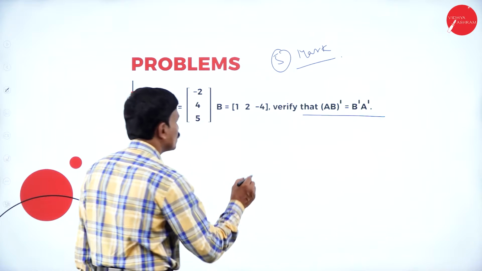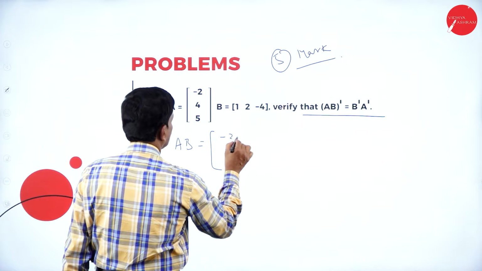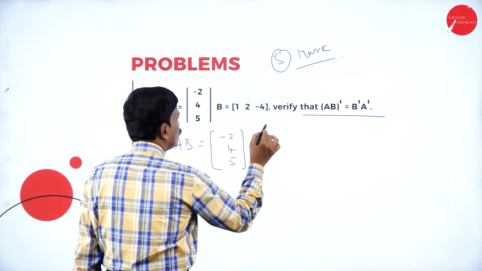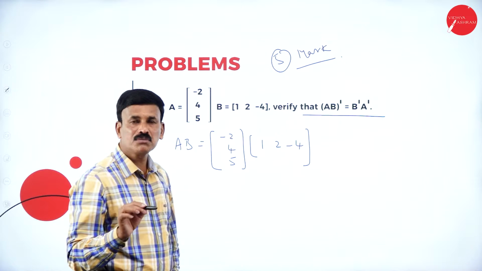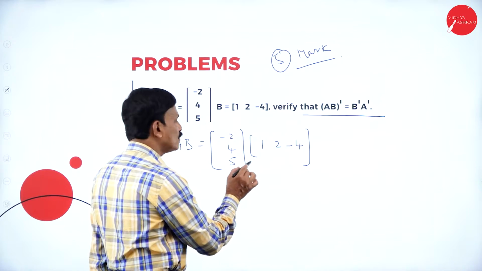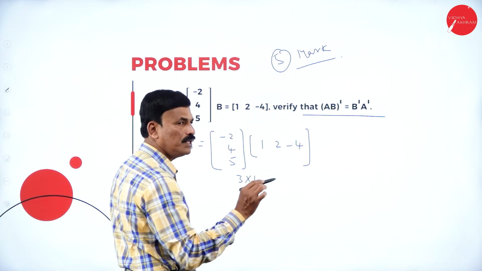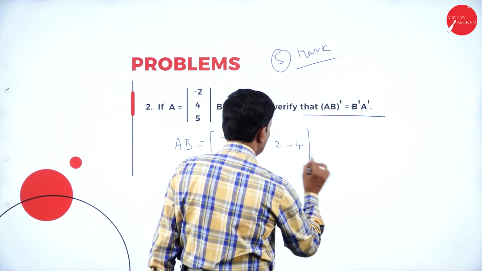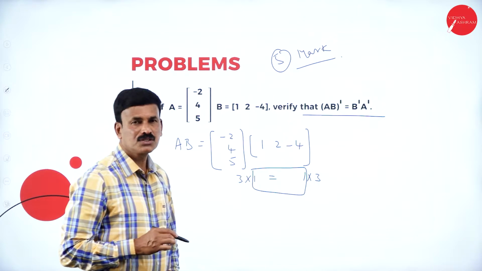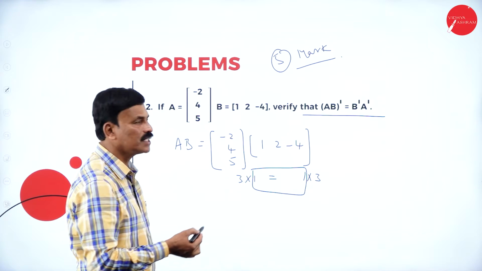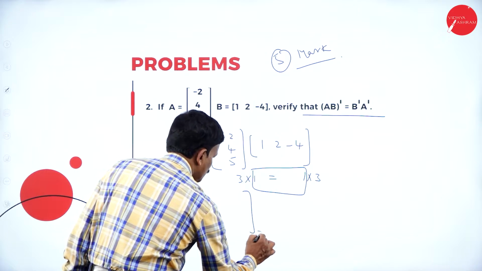Once it is possible to multiply, definitely you can get the answer by a very easy method. Now, let us write down the LHS. AB, first write down AB. A is minus 2, 4 and 5. And B contains 1, 2, minus 4. Check whether it is possible to multiply or not. What is the order of A? A contains 3 rows, 1 column. B contains 1 row and 3 columns. Since these two are equal, we can multiply, and the matrix we are going to get is of order 3 rows, 3 columns.